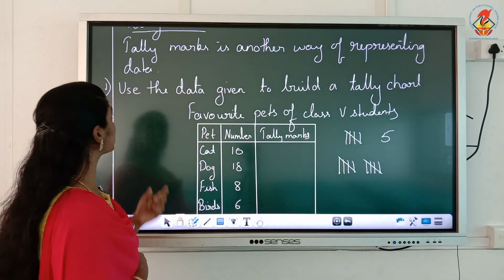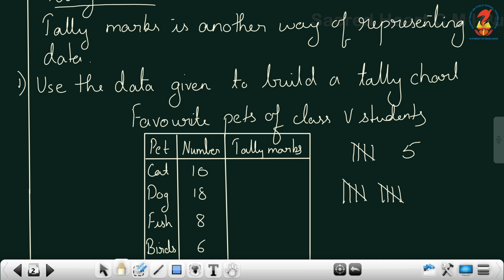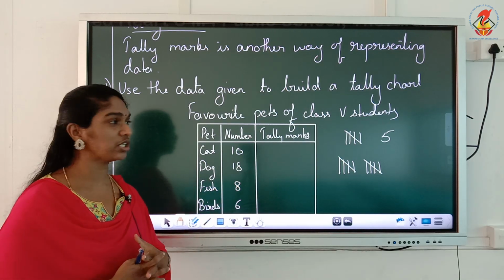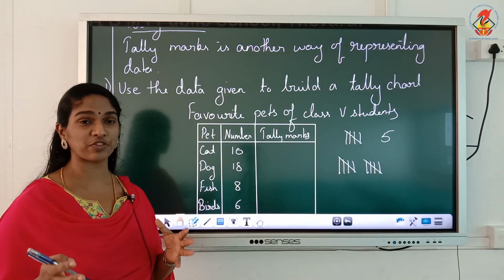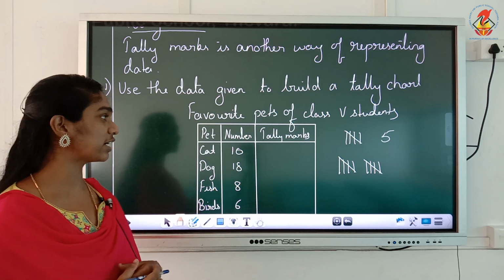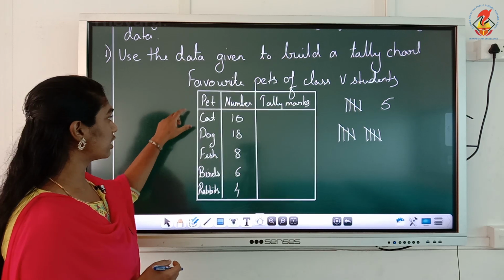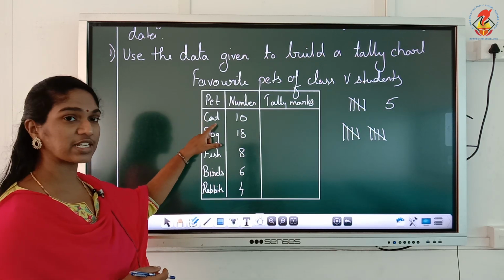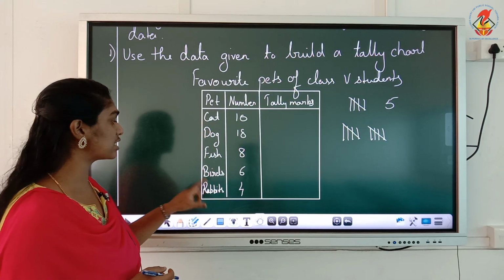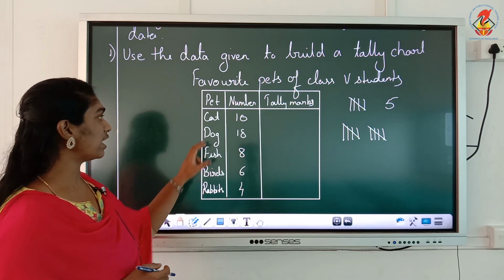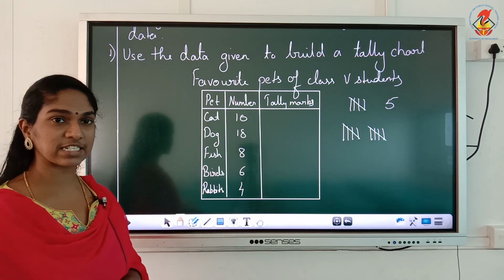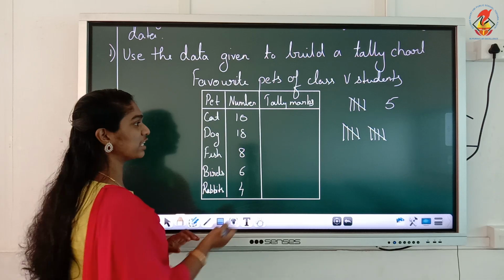So, here we have a question: use the data given to build a tally chart. What is the data given here? Favorite pets of class 5 students. The teacher has taken information about the favorite pets of that particular class. So, she got the information like this. The pets she has taken are cat, dog, fish, birds and rabbits. In that, 10 students like cat. So, how to represent this 10 in the form of a tally mark?